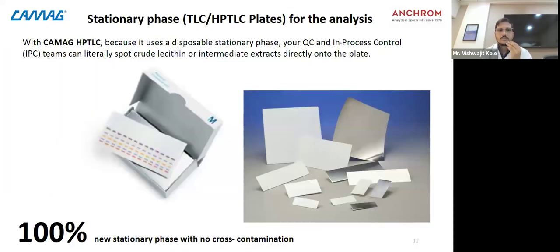So analysis of phospholipids starts with stationary phase selection. There are different kinds of stationary phases available in the market. Based on the need of the method, we have to select a suitable stationary phase. Mostly we are using polar stationary phases with silica coated on aluminum backing or glass backing material. These plates are always new, so we use a 100% new stationary phase for each new analysis, so there is no possibility of cross contamination.